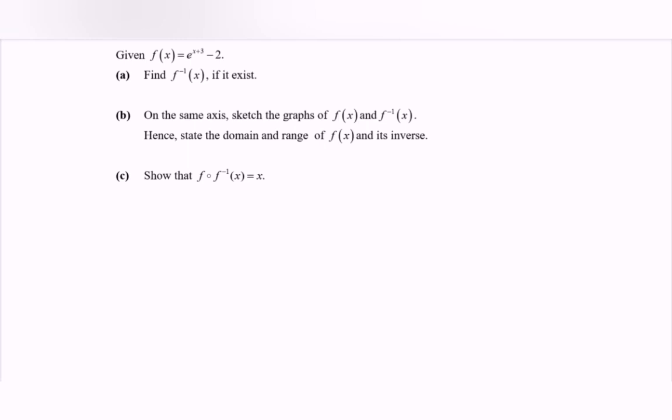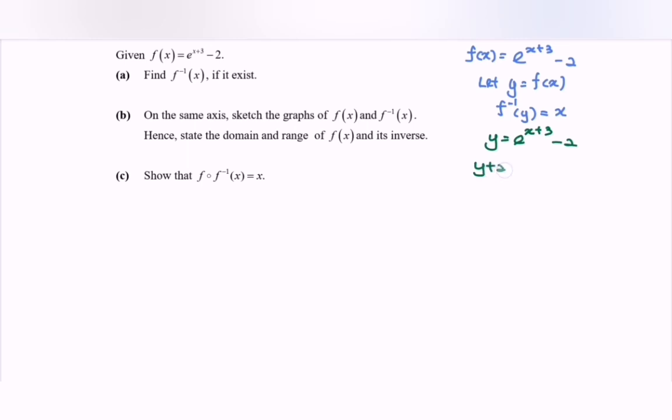Given the function f(x) equals e^(x+3) minus 2, find the f inverse if it exists. So let y equals f(x), and f inverse of y equals x. So let's begin. y equals e^(x+3) minus 2.